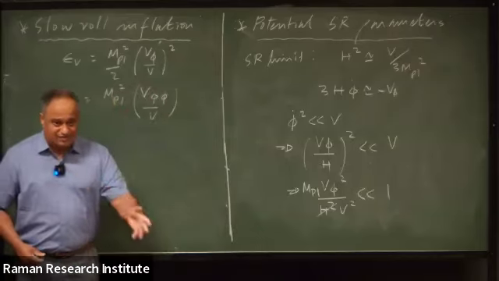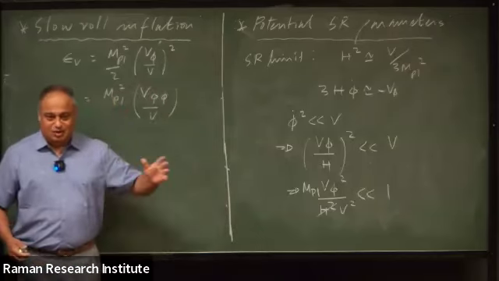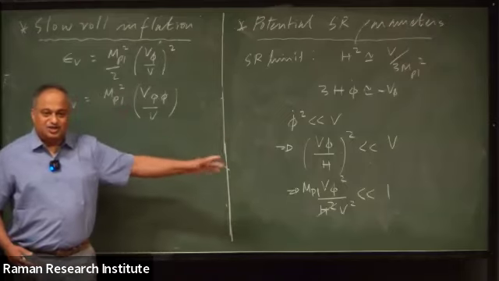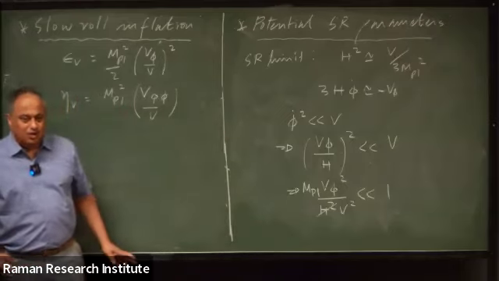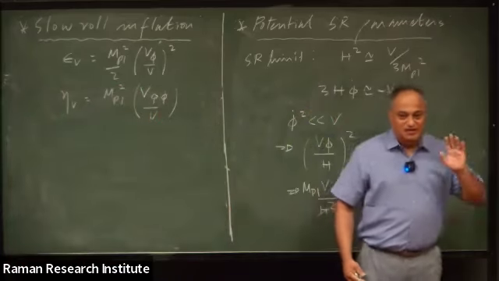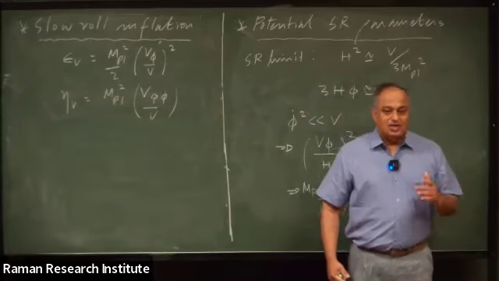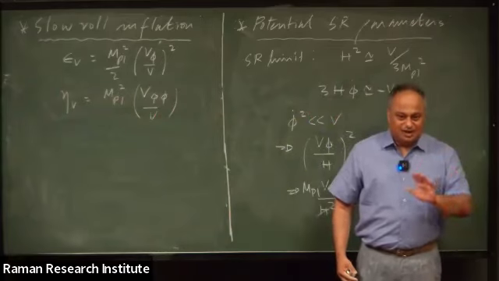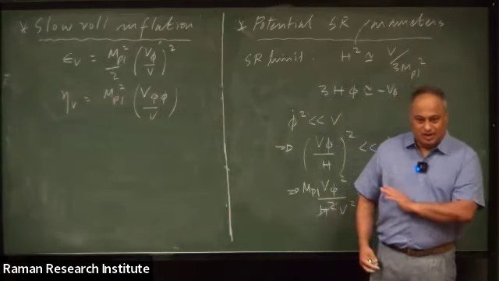So often you are not given an A of t. You can construct some A of t and construct your V of phi if you want. But often in particle physics, that's not what you are given. You are given V of phi, and you are asked whether inflation will occur, where inflation will occur, etc. And that is what we are trying to see.